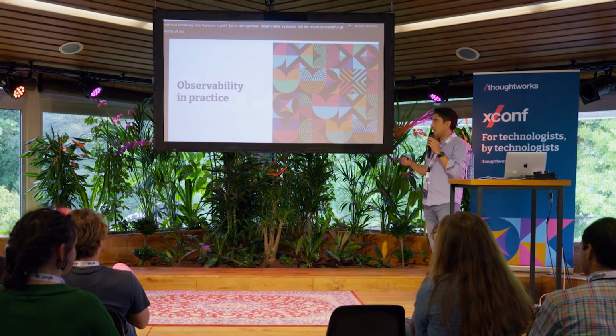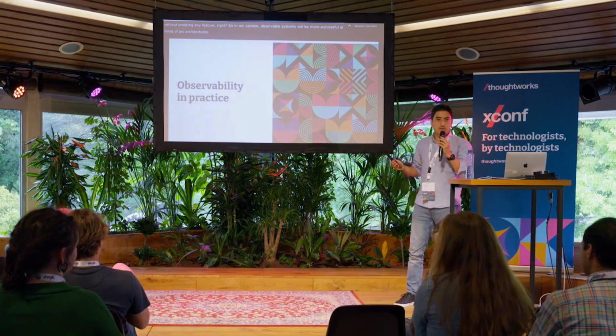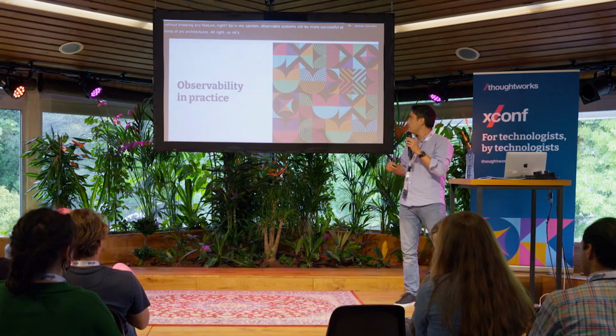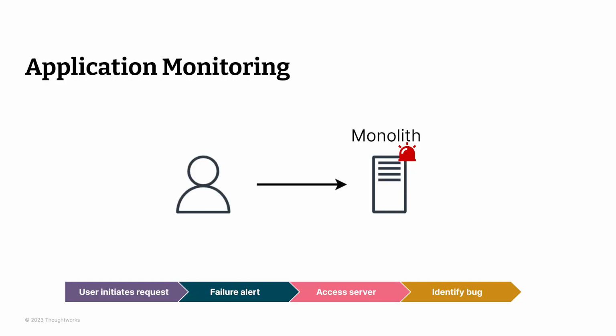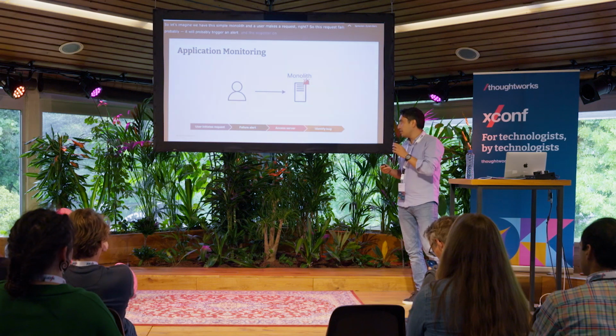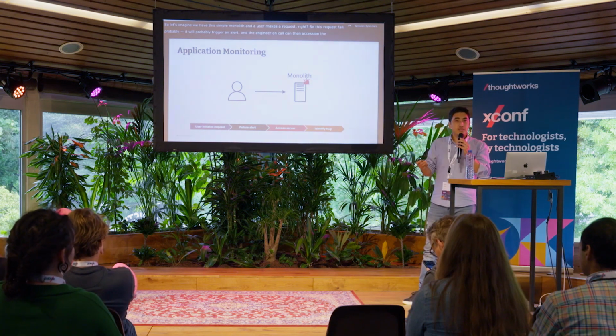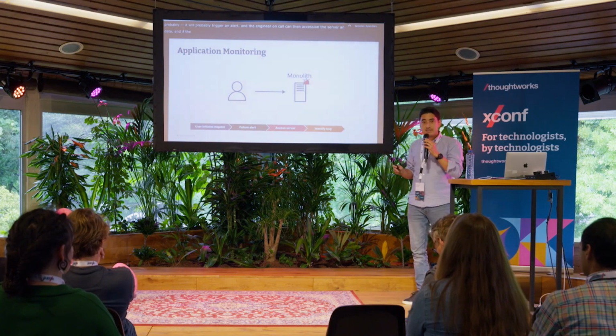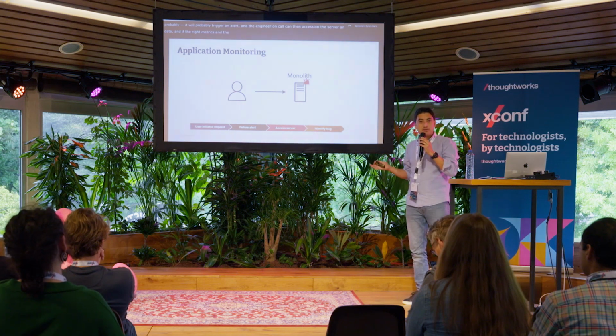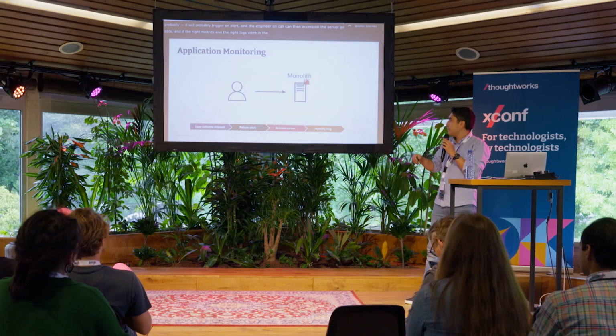All right, so let's check out some examples of how monitoring and observability look like. So let's imagine we have this simple monolith and a user makes a request, right? So this request fails and it will probably trigger an alert. And the engineer on call can then access the server and start pulling the data. And well, if the right metrics and the right logs were in the right place, then the engineer would probably be able to identify the bug, right?